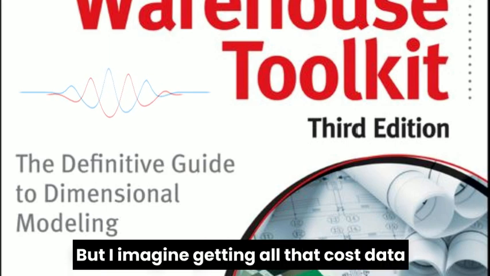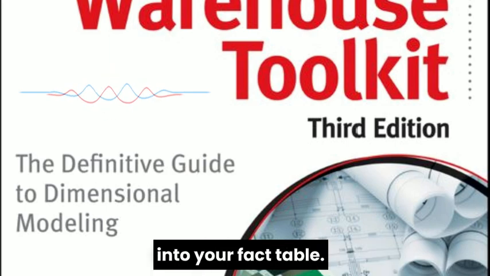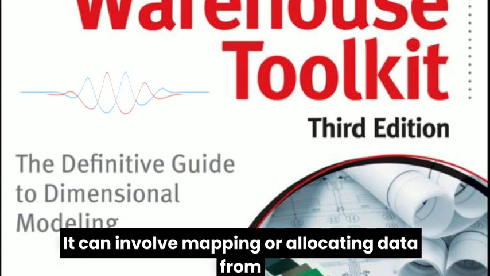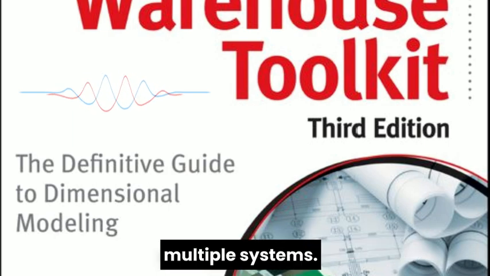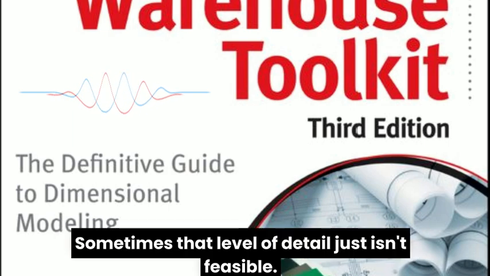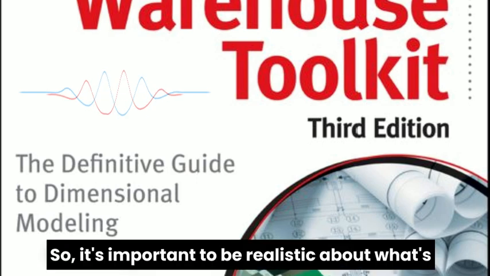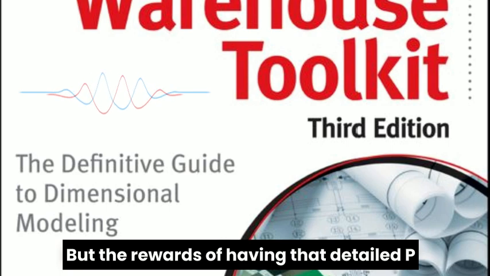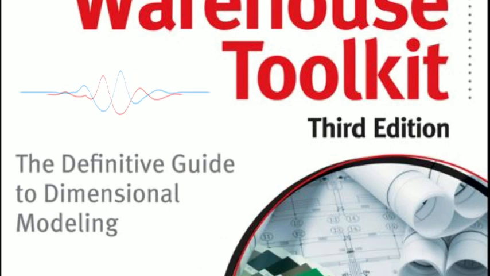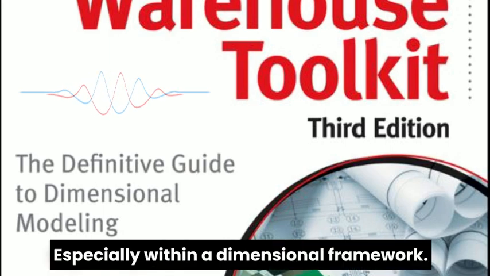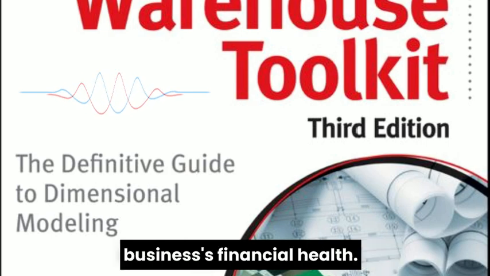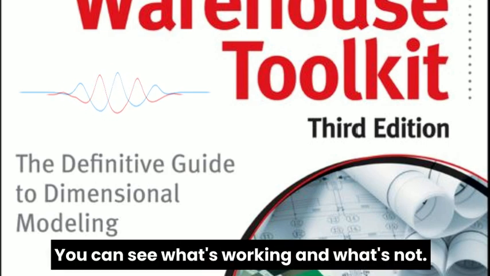That's incredible. But I imagine getting all that cost data into your fact table can be a challenge. Could be a real challenge, yeah. It can involve mapping or allocating data from multiple systems. Sometimes that level of detail just isn't feasible. So it's important to be realistic about what's possible. It is, but the rewards of having that detailed P&L view, especially within a dimensional framework, can be huge. It's like having X-ray vision into your business's financial health. You can see what's working and what's not.